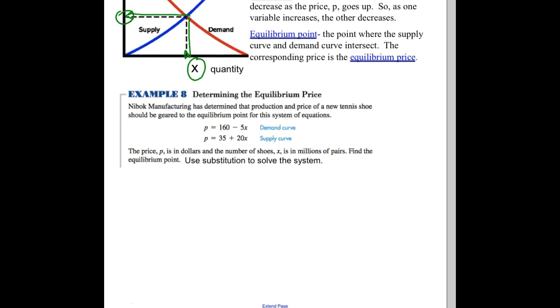All right, so our example here. We have a manufacturing company that has determined the production and price of a new tennis shoe should be geared towards the equilibrium point for the system of equations where the demand curve, or line in this case, is 160 minus 5x equaling the price. And for supply, we have price equaling 35 plus 20x. It says the price P is in dollars, and the number of shoes X is in millions of pairs. Okay? Find the equilibrium point. So where are these two going to intersect?